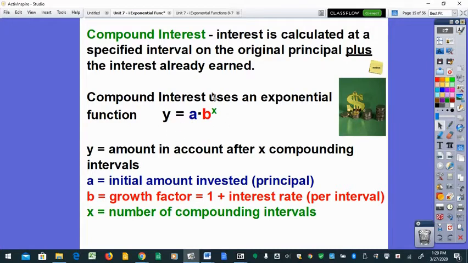So here is our basic y equals a times b to the x. Y is going to be the amount that will be in the account after x compounding intervals, and we'll explain that in a second. So it's not just years. We're going to talk about quarters and months in a second. A is going to be your initial amount invested, and in banking, that's called principal. Your growth factor will be 1 plus the interest rate per interval. We're going to explain that in a minute. And then X will be the number of compounding intervals. So there's a lot of vocabulary in there that makes sense after we do an example. So let me move on and do that with you.